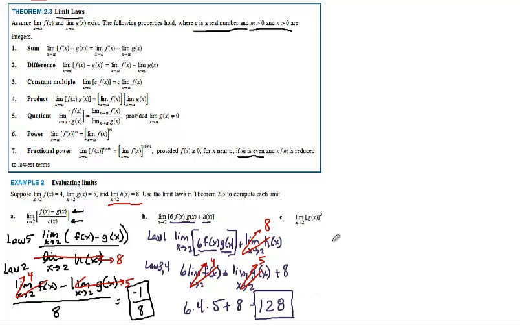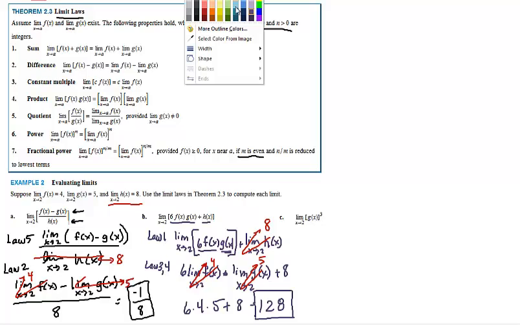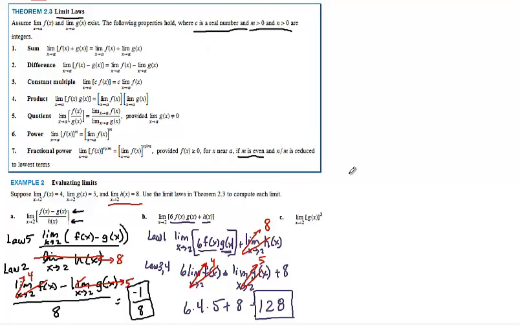All right, last one. Let's get a new color. Okay, this is just straight up power rule, power law, and the power law says I can take the limit, and once I find that limit, just raise it to the third. As such, I know what that limit is. That limit is 5. I'll raise it to the third and I'll get 125.